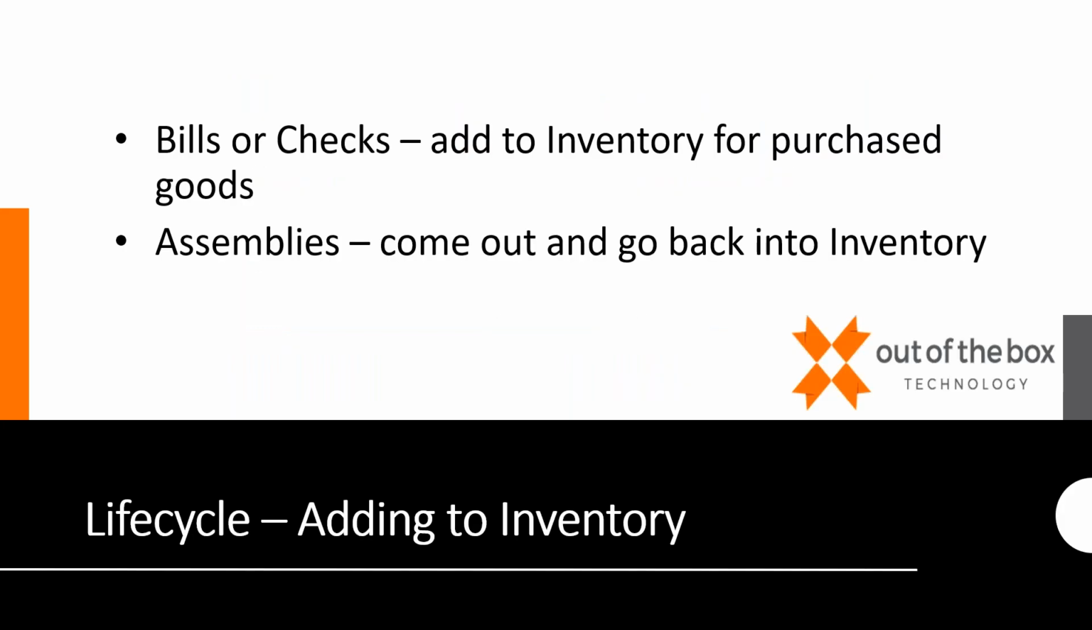The life cycle of inventory. You add to inventory with your bills or your checks, whatever you buy something for your purchased goods, that's how you add to the inventory. Assemblies also add to the inventory because remember what happens is these separate components come out of inventory and go back into inventory until they're sold. So that's the biggest way that you increase your inventory.